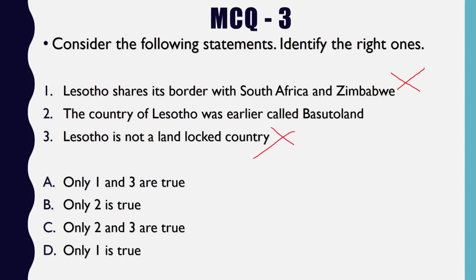Now, is the second statement correct? Was Lesotho earlier called Basutoland? Well, actually it was. It was a colony of Britain for a very long time. It got independence in 1966. Since then, they have started calling themselves Lesotho. And since they call themselves Lesotho now, our option will be B.